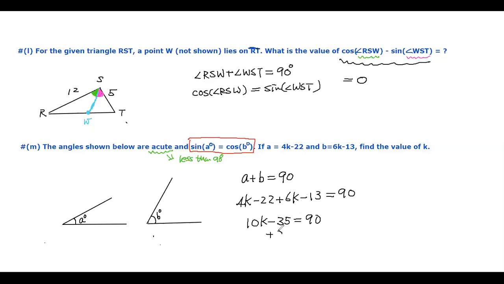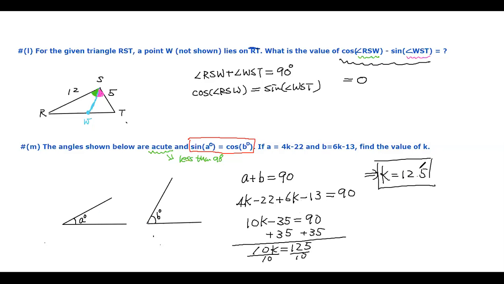Now here we add 35 to both sides. So 10K is equal to 125. Then you divide by 10 on both sides. So what is my final answer? K is equal to 12.5. Okay, so K equals 12.5 here.